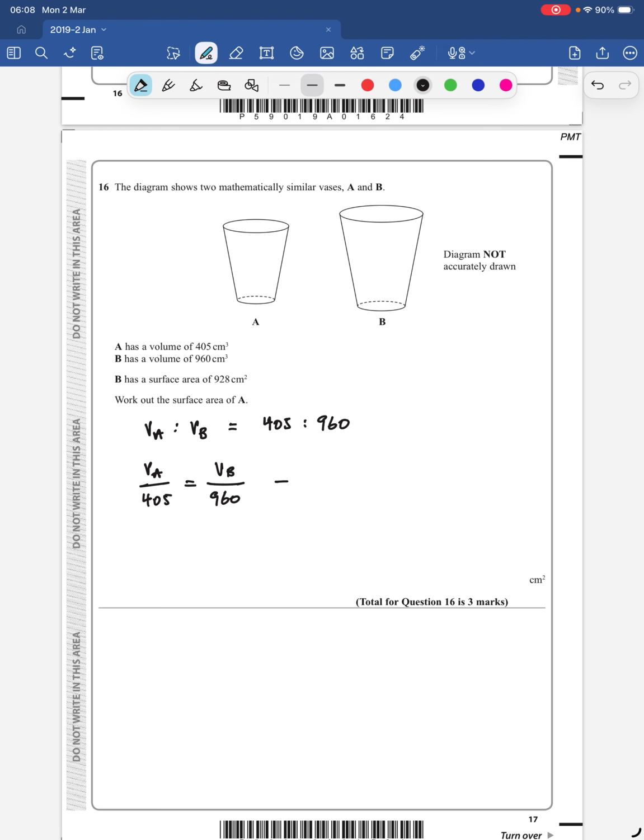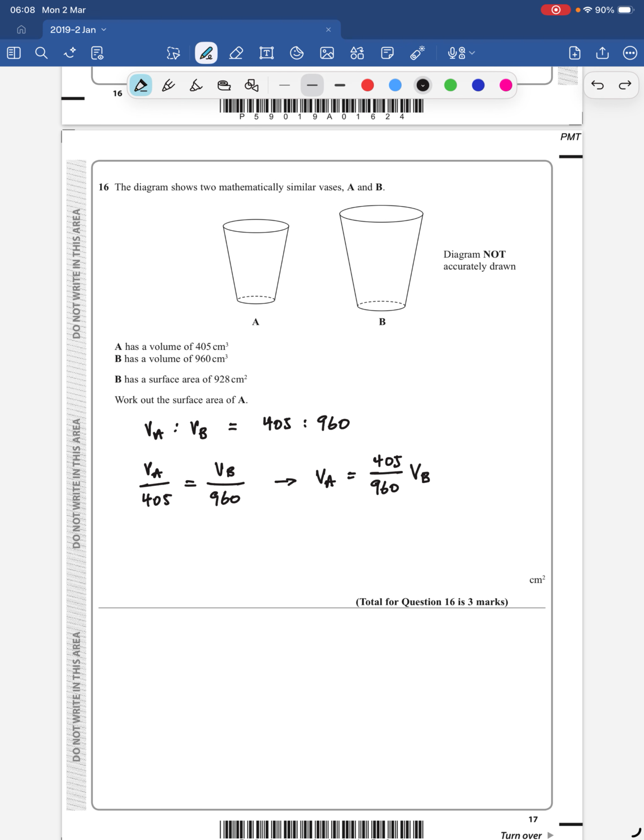Given that we know that, we can create a scale factor. If we multiply both sides by 405, we get the volume of A is equal to 405 over 960 of the volume of B. And so we've got something there called the volume scale factor. This value here is the volume scale factor.